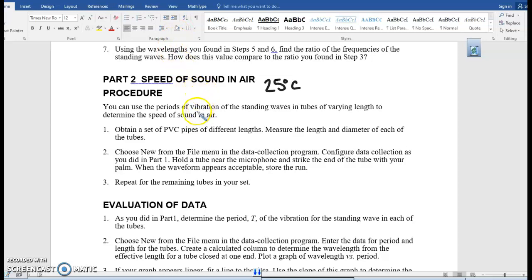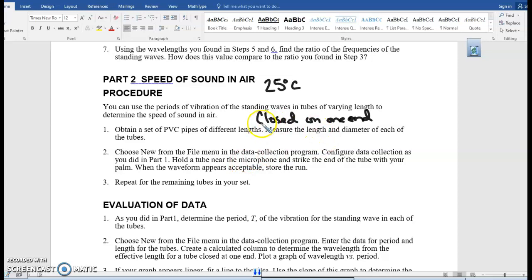So we're going to obtain a set of PVC pipes of different lengths. We are going to hit them and set up a fundamental first harmonic standing wave. It's going to be closed on one end because we're going to hit it and cover it with our palms. Okay. So I have to again tell you what the data is.